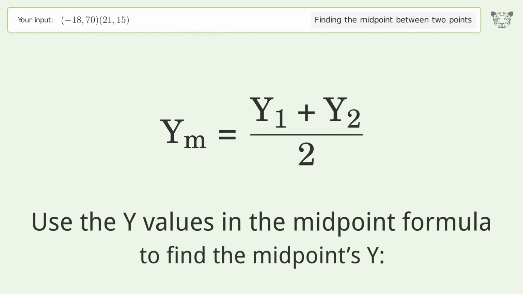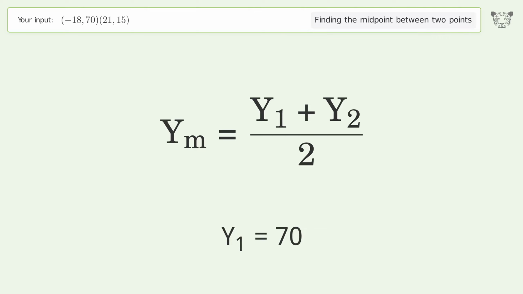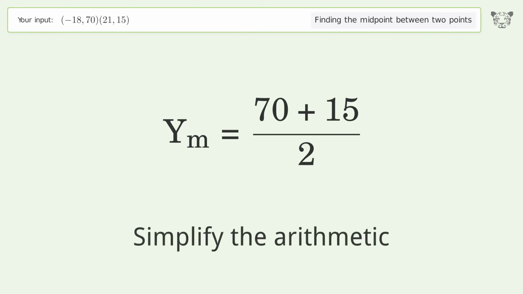Use the y values in the midpoint formula to find the midpoint's y. y1 equals 70. y2 equals 15. Simplify the arithmetic.